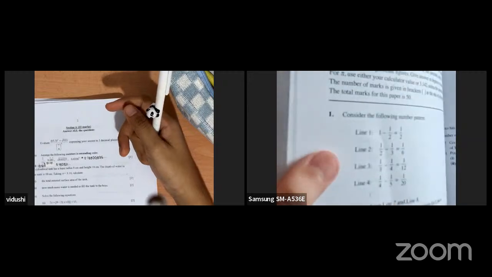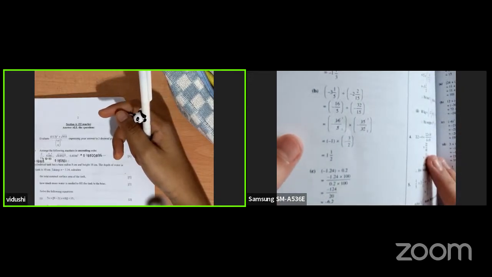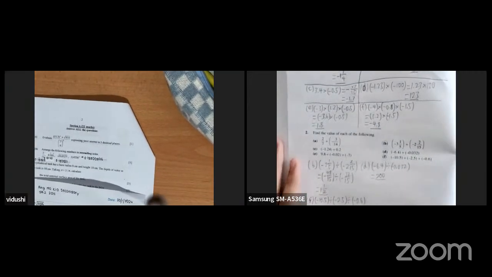Yeah, nice handwriting, Vidushi, honestly. They're trying their best to confuse you, isn't it? Bro, it's just so good.